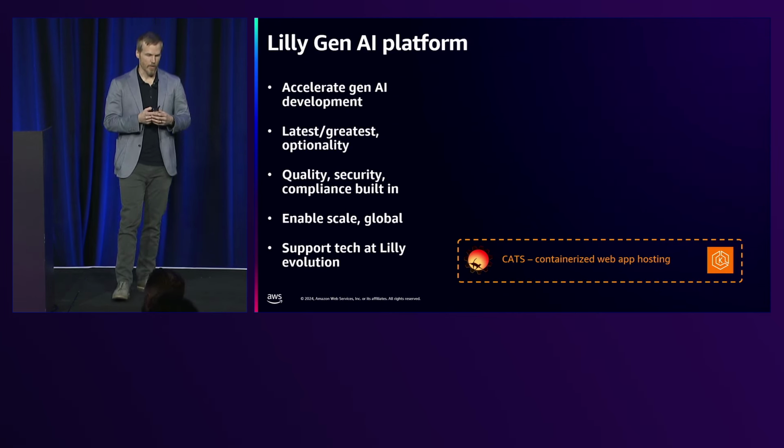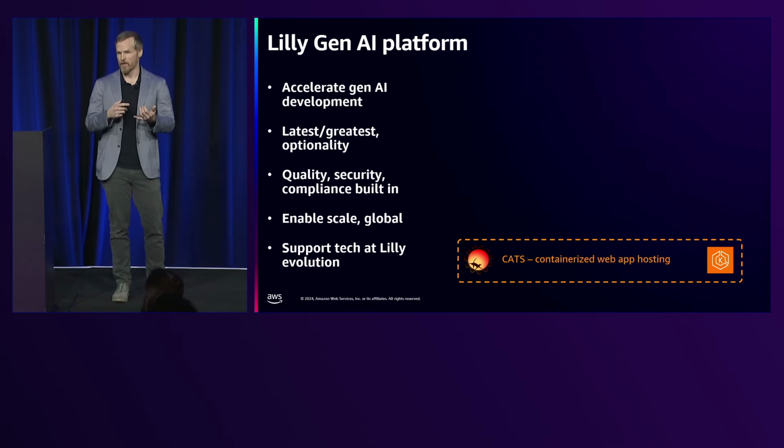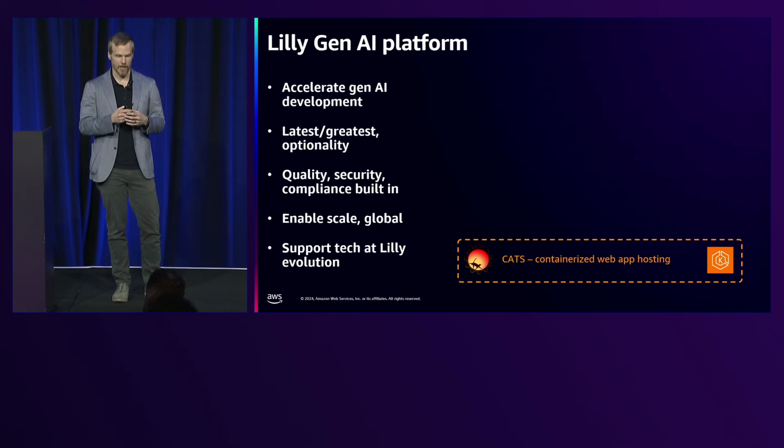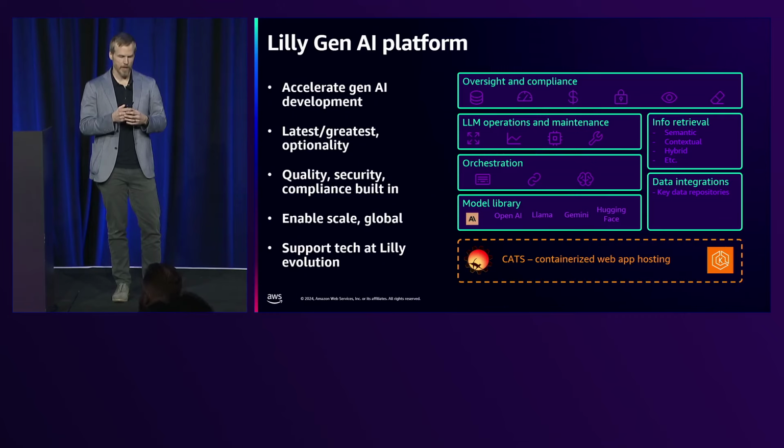So we knew Gen AI is going to be big. We wanted it to be reliable. We wanted to be able to scale to a large number of users globally. So we decided to build it on top of that CATS platform that I just walked you through. And we put together these main components. We started this development in 2023. We had our first production release in December. And we've been adding features and capabilities as we've gone through the year.